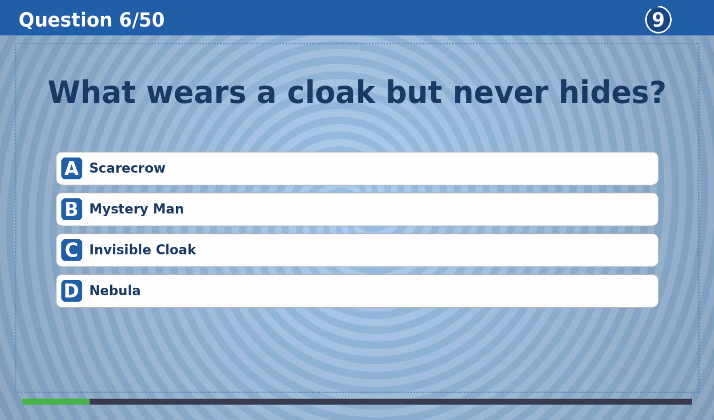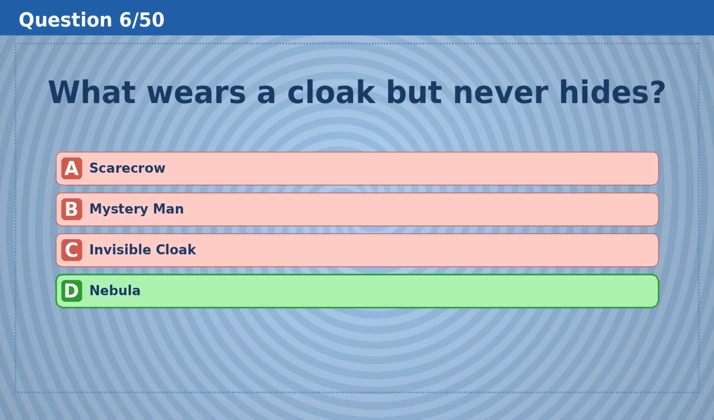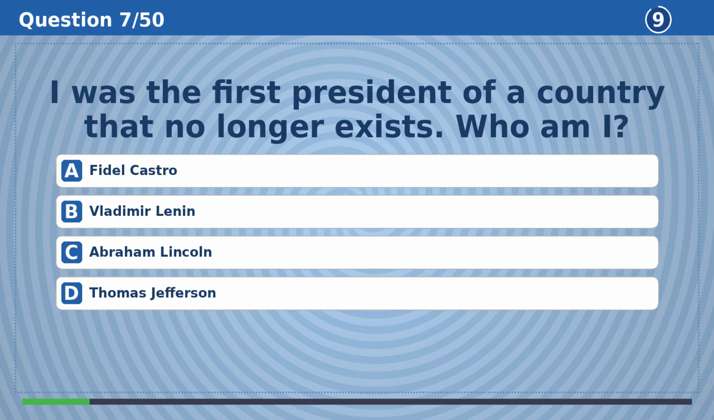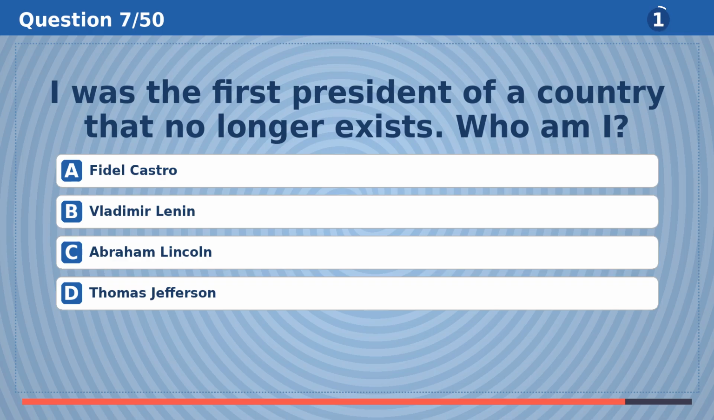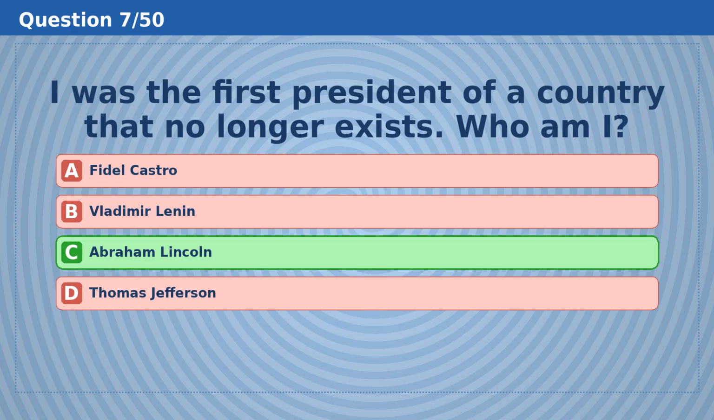What wears a cloak but never hides? The answer is D. Nebula. I was the first president of a country that no longer exists. Who am I? The answer is C. Abraham Lincoln.